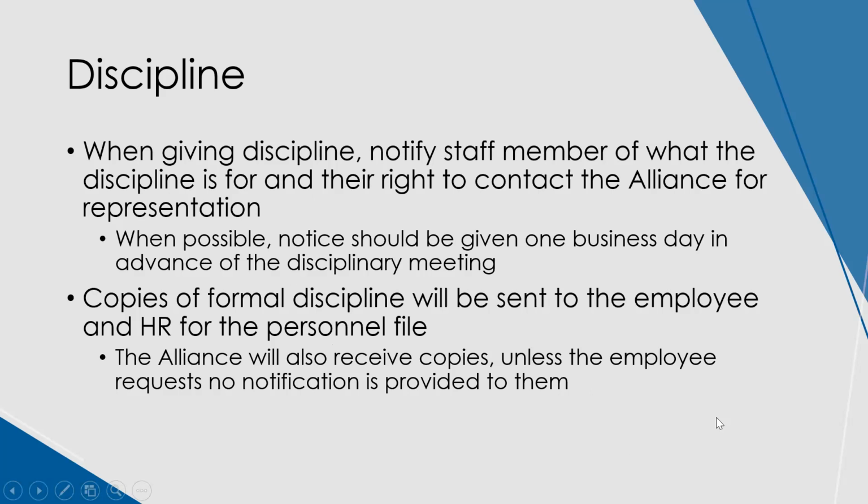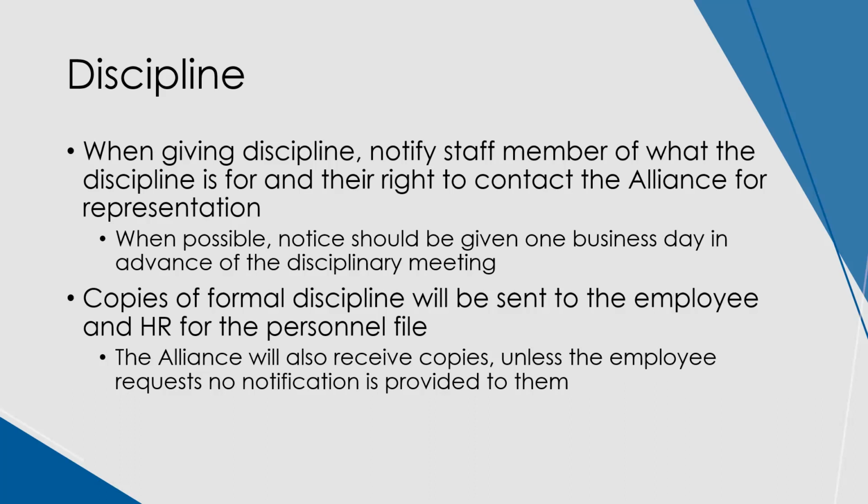When giving discipline, a supervisor should notify the staff member of what the discipline is for and their right to contact the Alliance for representation. It's up to the employee whether they want Alliance representation or not, but that opportunity needs to be offered when giving some type of formal discipline. So you can still do those corrective actions with coaching and having those conversations informally first, but when giving a formal discipline, you need to notify that staff member of what it's going to be for, and that can be a general notice of the topic that it's going to cover, and then that they have that right for Alliance representation.